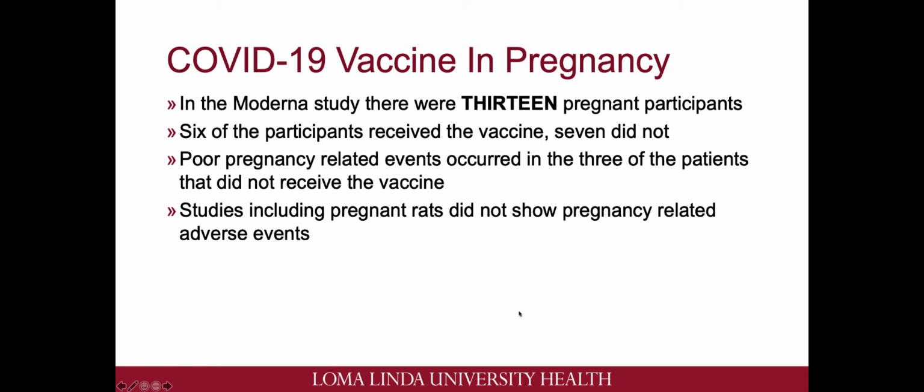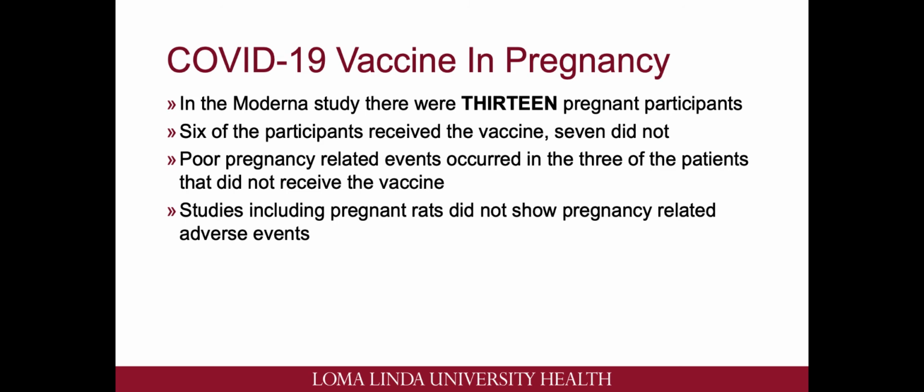So, just the COVID-19 vaccine and pregnancy. In the Moderna study, there were about 13 participants that were pregnant, and these participants didn't know that they were pregnant before they participated in the study. So 6 of those individuals received the vaccine, and then 7 of those did not. As I told you guys, these studies try to split participants equally, so that means some people receive the vaccine and some people do not. That's why there's a difference in numbers there. But they didn't see any type of poor effects in pregnant patients in the group that received the vaccine.